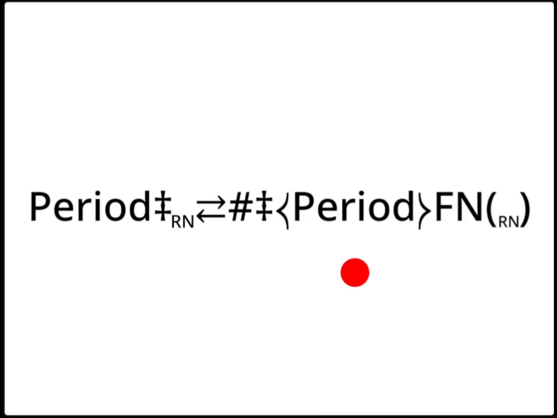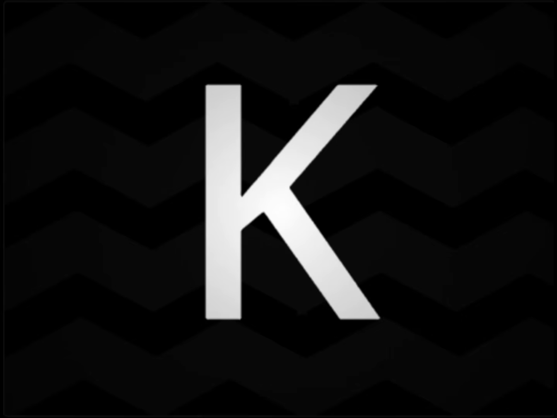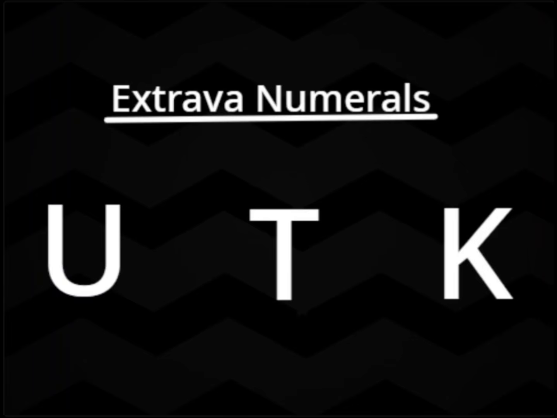This thing is not just any other number. It's something insane I call K. We finally made it to this insane Roman numeral called K. K is the third extrava numeral. That's what I've called these sets of numerals: U, T, K. So U is the first extrava numeral. T is, yeah, you know what I mean.